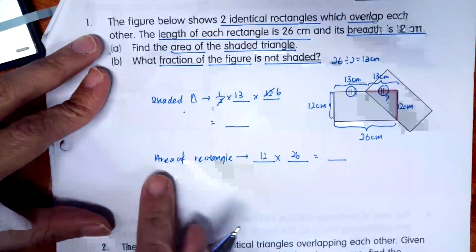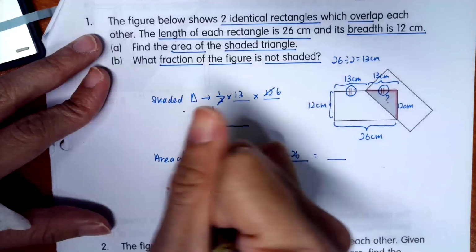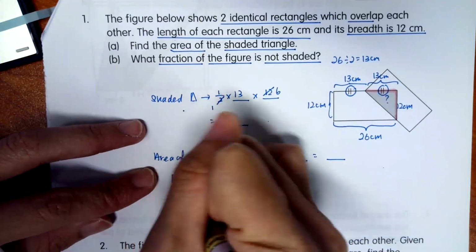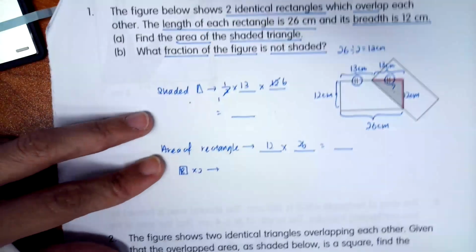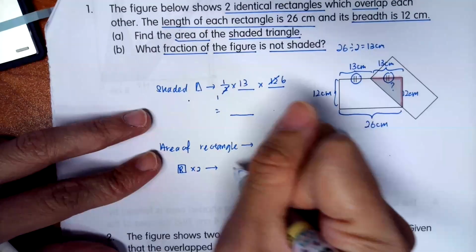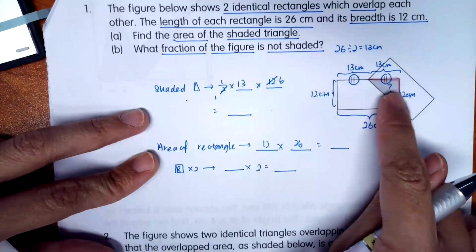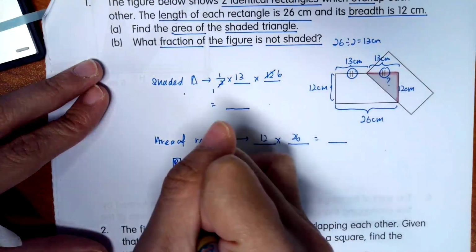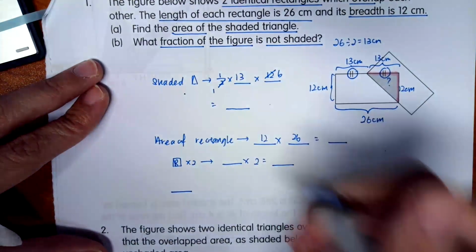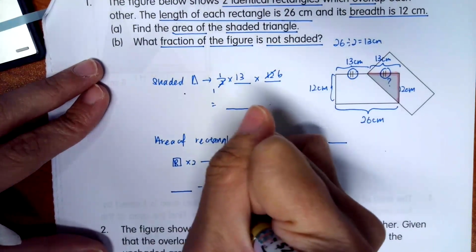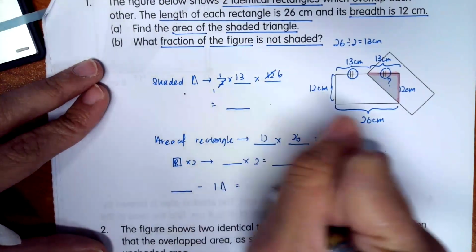You take the area of the rectangle, you take the rectangle times 2. You get the 2 rectangles, right? You must minus off one triangle. So you must take the total of this minus off the area of one triangle. Then you get the answer here first. That will be the area of the figure. Okay, the area of the figure.